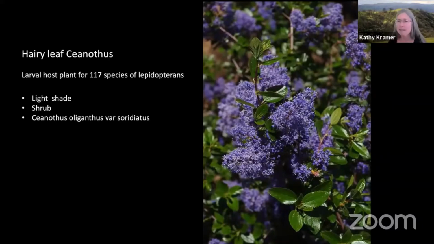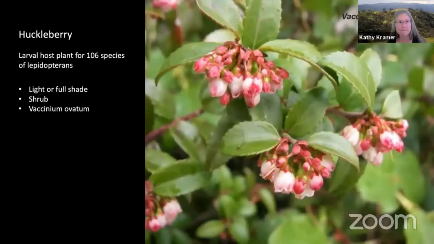Oddly, I always think of them as being sun lovers, but this hairy leaf ceanothus can tolerate light shade, and it is a host plant for 117 species of butterflies and moths. Huckleberry, you've probably seen this when you're out hiking in the park district. It's a larval host plant for 106 species of butterflies and moths, and this can tolerate light or full shade. It could go either under the oak or the buckeye.